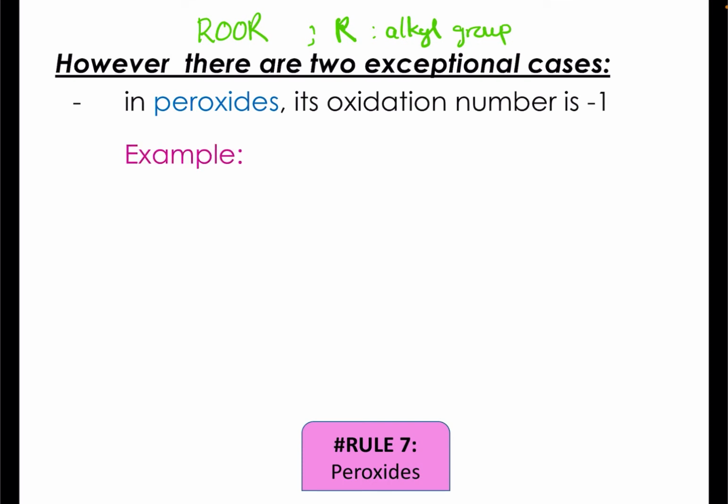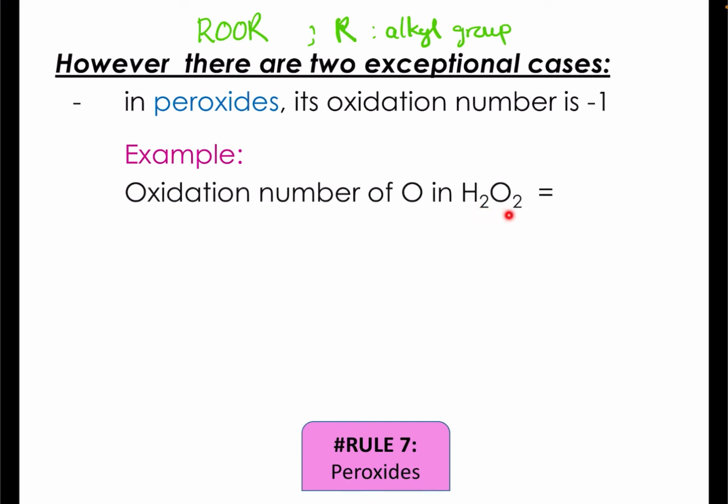For example, saya ada oxygen in H2O2. So, kalau ikutkan form ROOR ni, sebenarnya kita ada HOOH. So, this is peroxide. And the value will be -1. So, itu exceptional case yang pertama untuk oxygen.